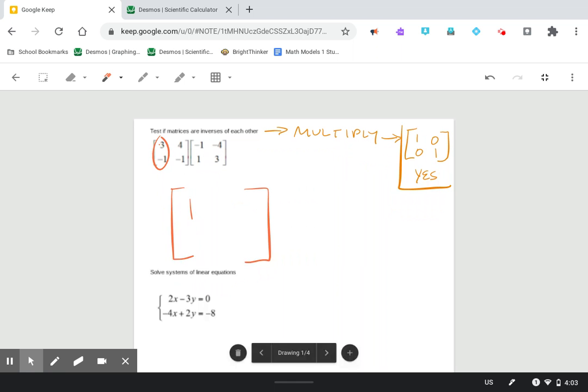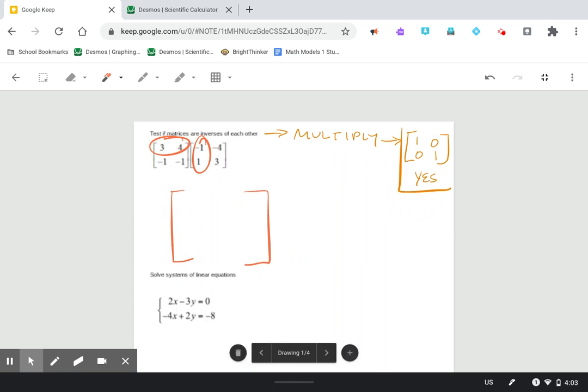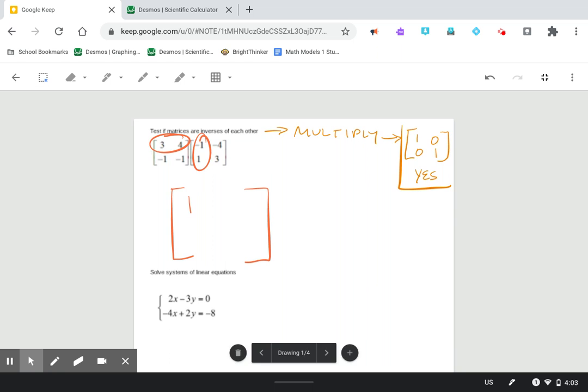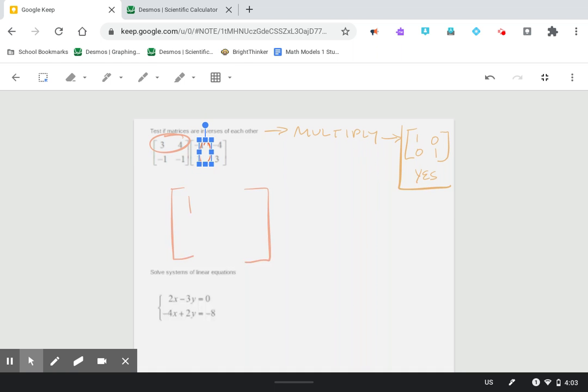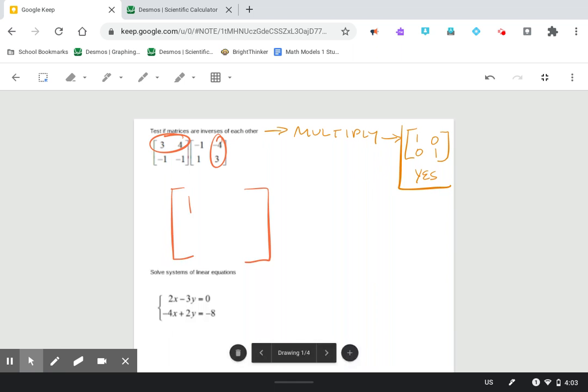I just realized I made a mistake there. I should have done row 1, column 1. 3 times -1 is -3. 4 times 1 is 1. That works. We can grab this and say we're going to now do row 2. 3 times -4 is -12. 4 times 3 is 12. Add them together, they make 0.